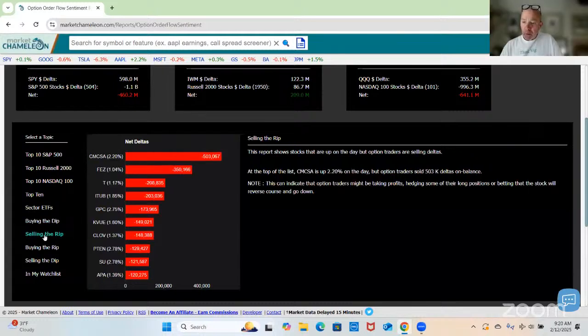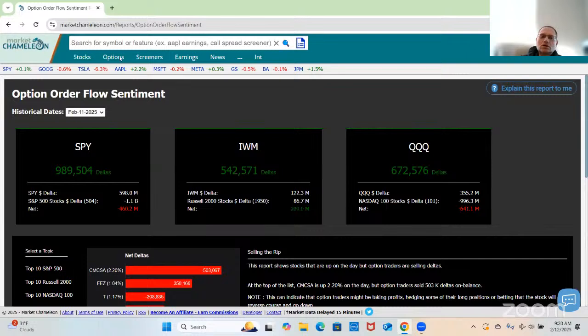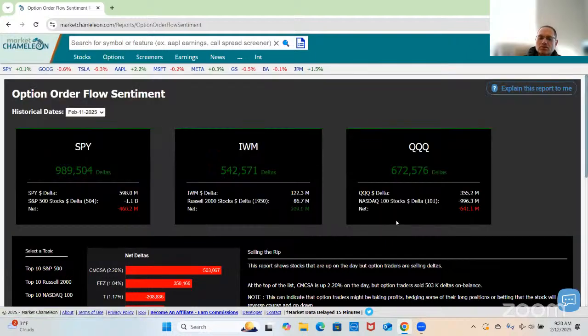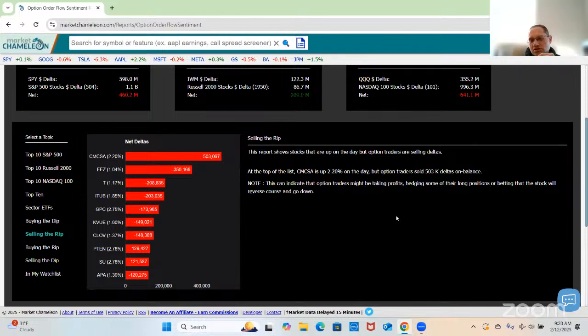AD? Yeah. Really quick, we had a late arrival. Could you walk through how you got to this page? Yeah. So if you go options, main menu, order flow sentiment overview, and then you land on this page. So awesome. Selling the rip. Yep. Thanks.